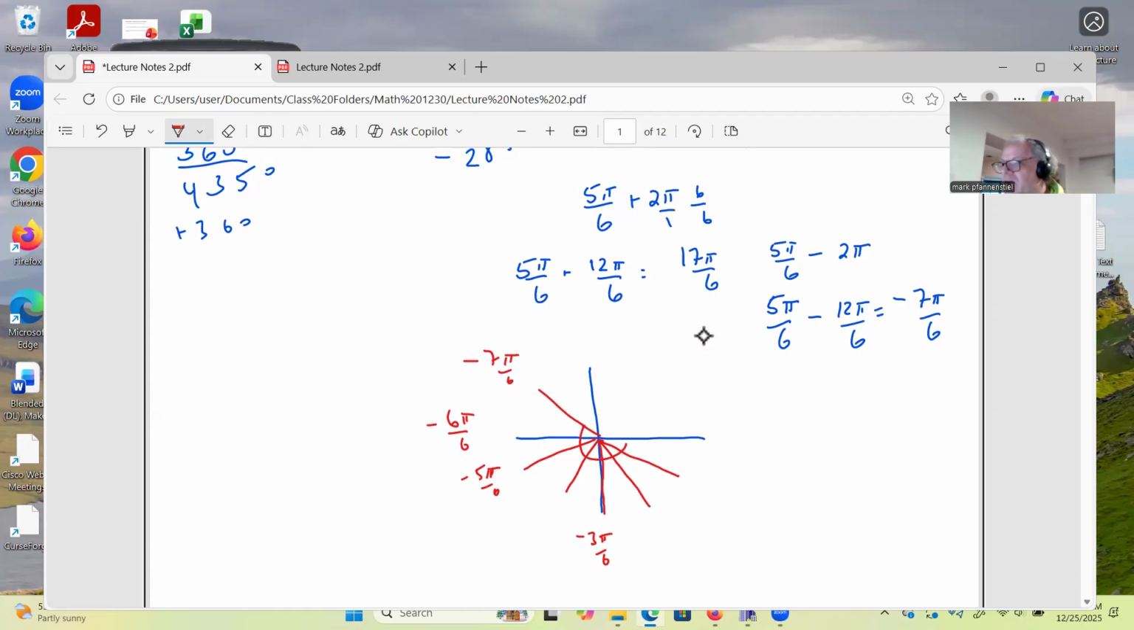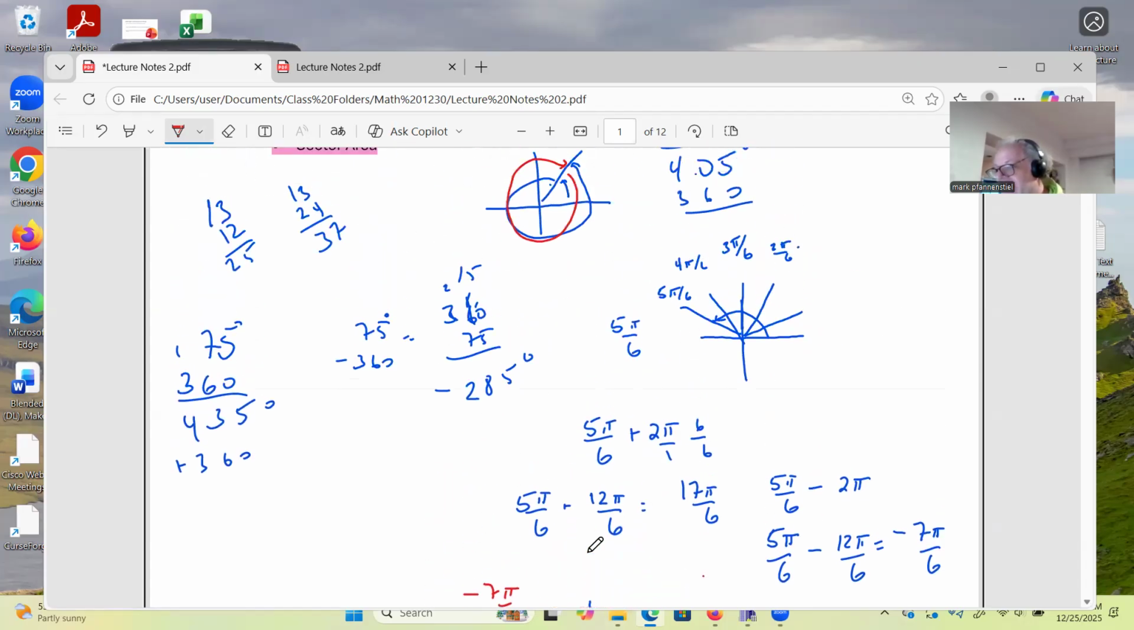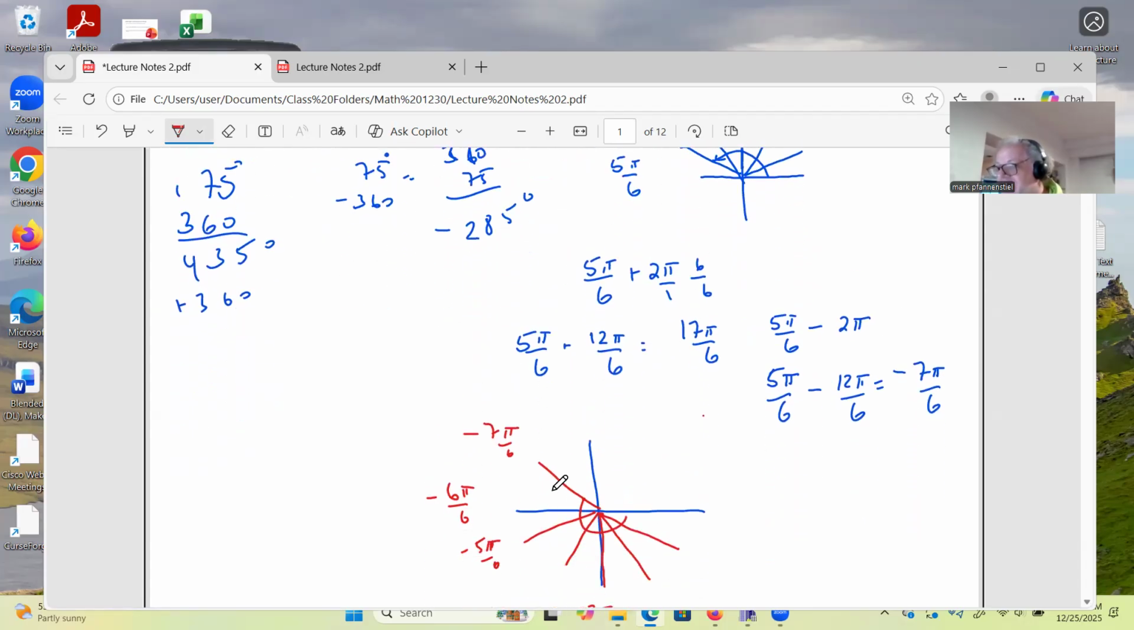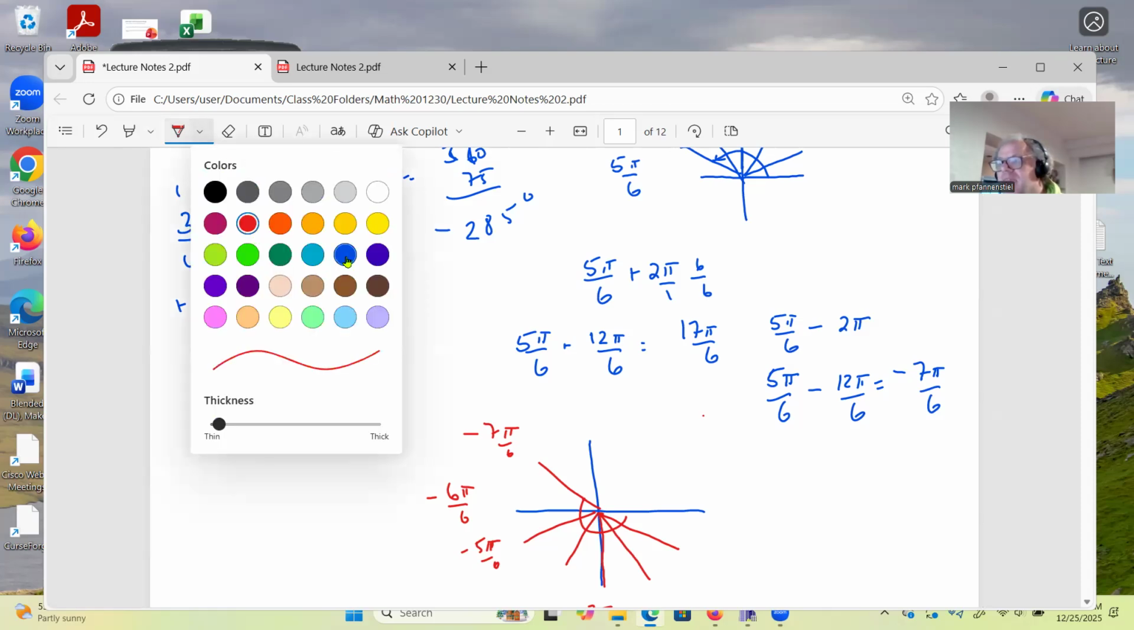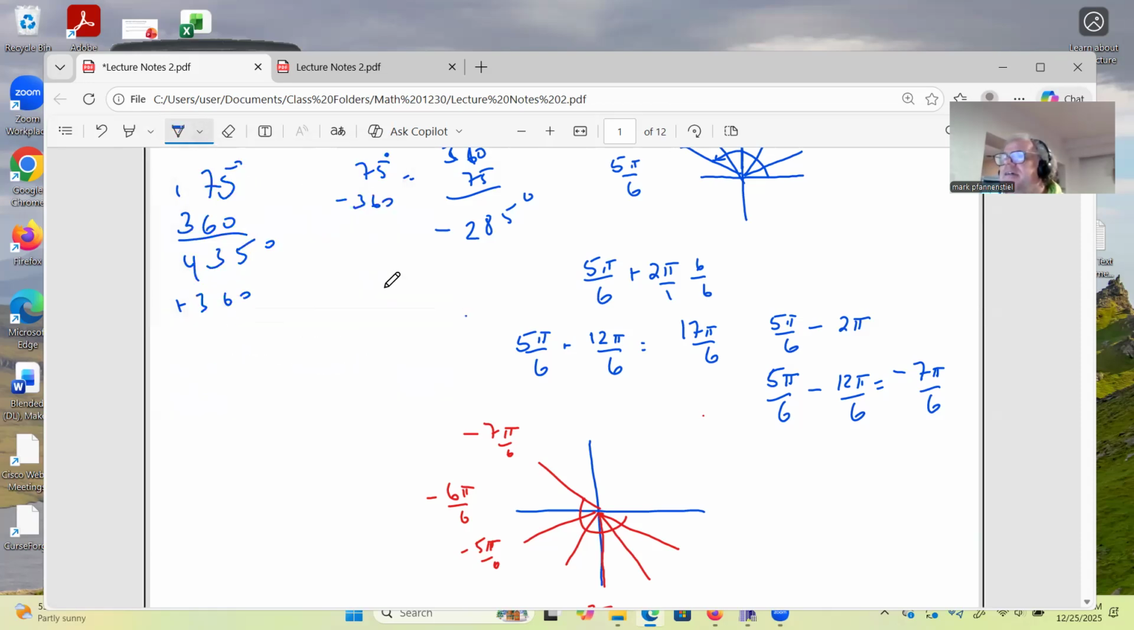So looking at where 5 pi over 6 is and where negative 7 pi over 6 is, you can see that these have the same terminal side. They are coterminal angles. So that's the idea of coterminal angles, and that's how you generate them. You just add one rotation or subtract one rotation, whether that be in degrees or in radians, it doesn't really matter. You just have to know which unit you're working with. All right, and that's pretty much what we do with this stuff.